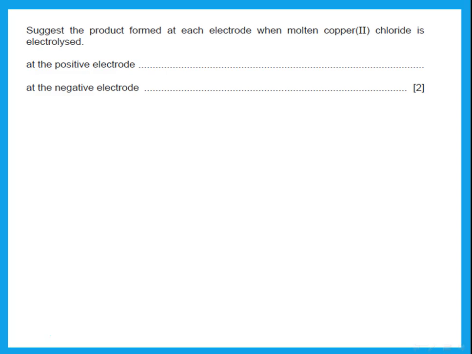He's saying suggest the product formed at each electrode when molten copper 2 chloride is electrolyzed. Again, remember that molten means I have no other ions, I have no choice, I have only copper ions and chloride ions. Copper ions are positive, so they will go to the negative. Chloride ions are negative, so they are the ones that go to the positive. And remember that when the chloride goes to the positive, it forms chlorine, not chloride. So the product at the positive is chlorine. Now the copper ions will go to the negative and form copper metal. So always the metal goes to the negative, the non-metal goes to the positive.